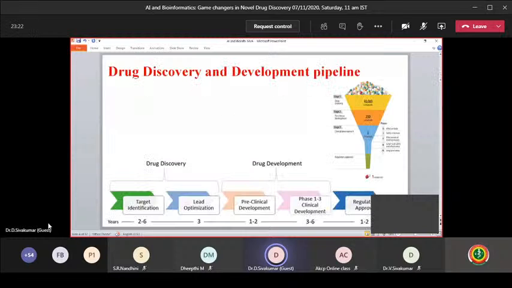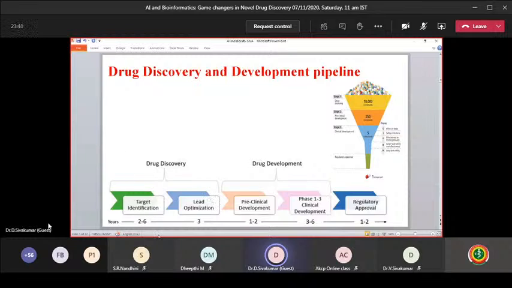But if you see the drug discovery pipeline, how it works is that we can group the first two stages into drug discovery and development. The first two phases, target identification and lead optimization, are the most time consuming.